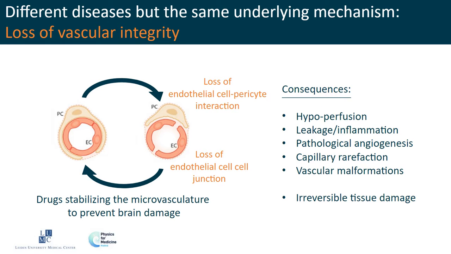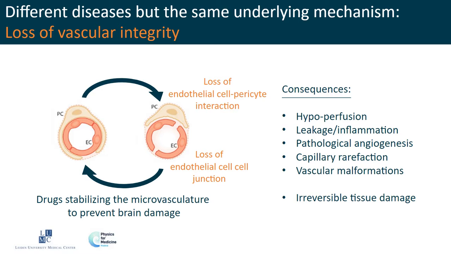So many different diseases, but if you look carefully, they have the same underlying mechanism, and this is loss of vascular integrity. So what is loss of vascular integrity in the brain, for example? Most of the time it's endothelial cell dysfunction associated with a loss of endothelial cell-pericyte interaction and a loss of endothelial cell-cell junction, so communication. And that gives rise to a destabilization of the microvasculature. As consequences, what you get is hypoperfusion, leakage and inflammation, pathological angiogenesis, capillary rarefaction, so loss of capillaries, right? And the development of vascular malformation. And at the end, you get irreversible tissue damage.